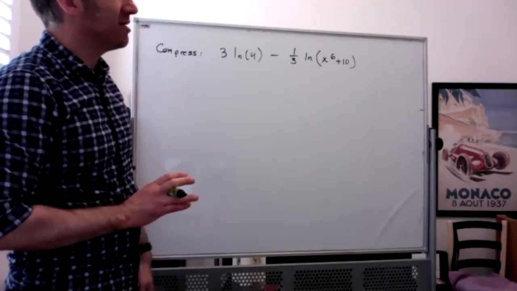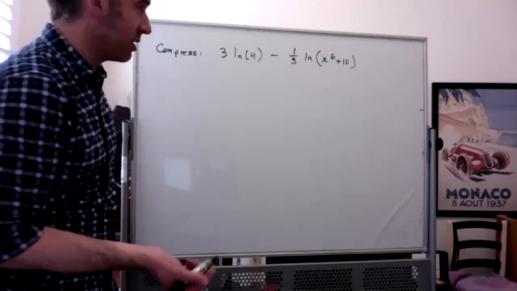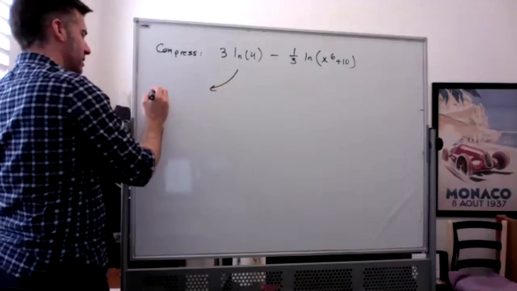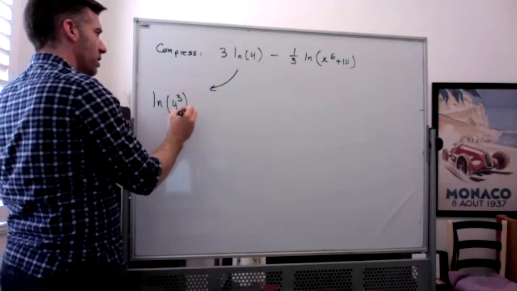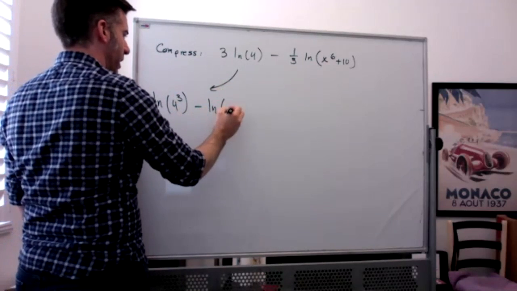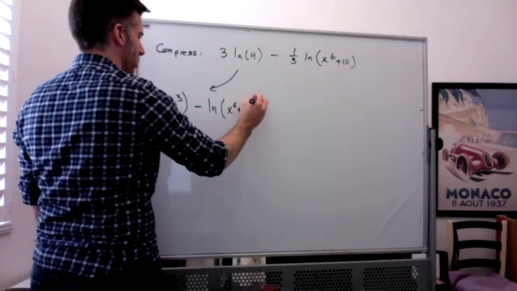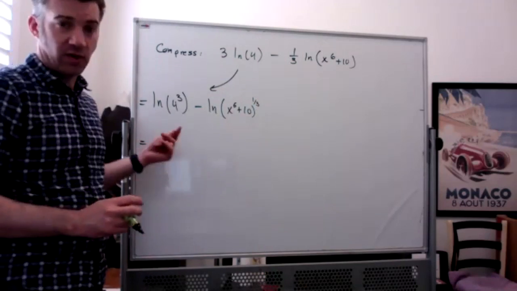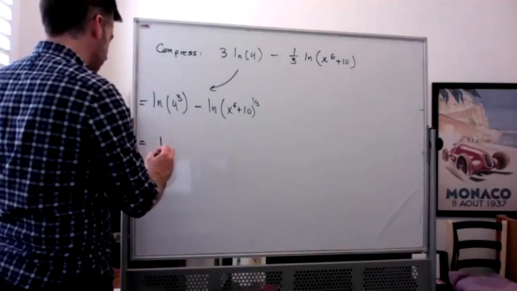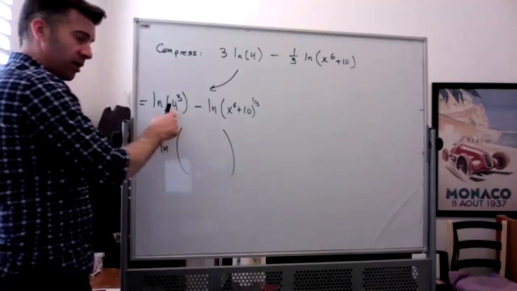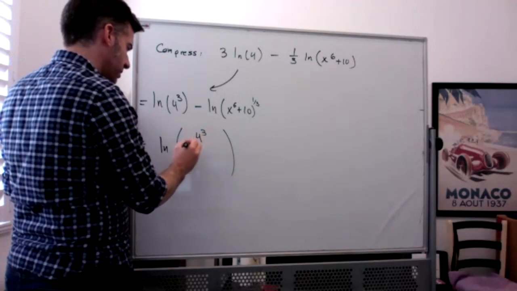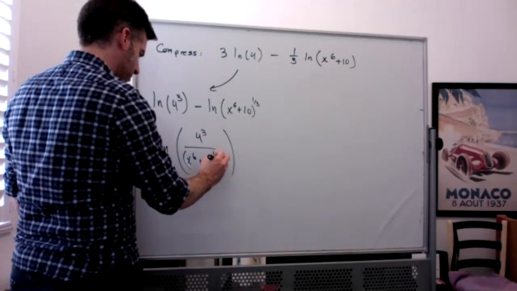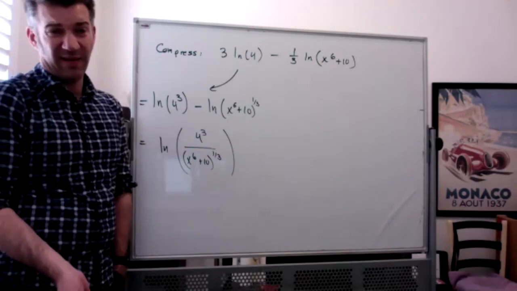So now there's a couple ways to do this, which is always kind of problematic. I personally don't like to bring the negatives up into the powers. So I would prefer to write this as the natural log of 4 cubed minus the natural log of x to the 6th plus 10 to the 1/3 power. And then I would rewrite this, so I have a natural log minus another natural log. I can write that as the natural log of the argument of the first one divided by the argument of the second one. That's a perfectly good way to do it. That's the way I prefer to do it.